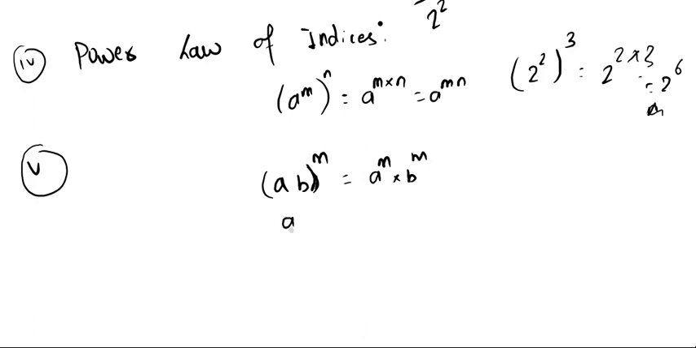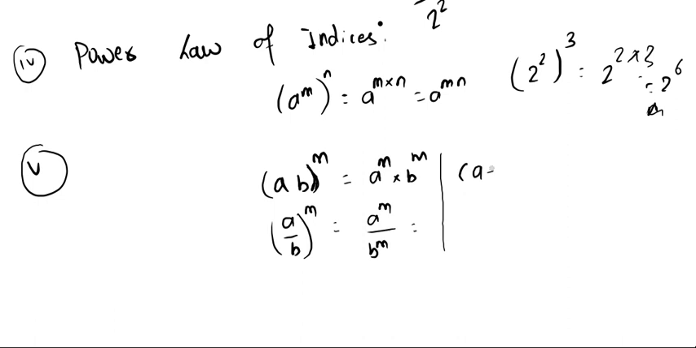And again, if a upon b whole power m is given, this case will be the same. This m will be the power of a also, and this m will be the power of b also. So the result will be what? A power m upon b power m. But the thing that you have to focus on here is that this is applicable only for multiplication and division, but not for addition or subtraction.